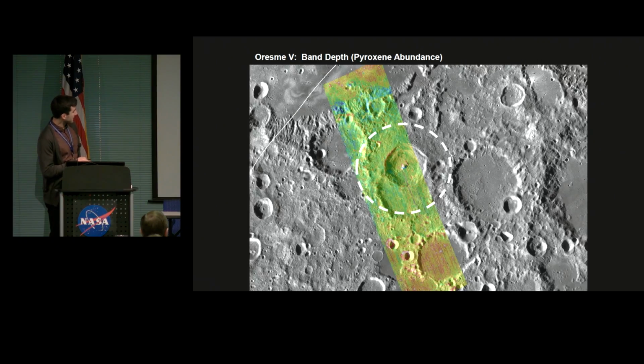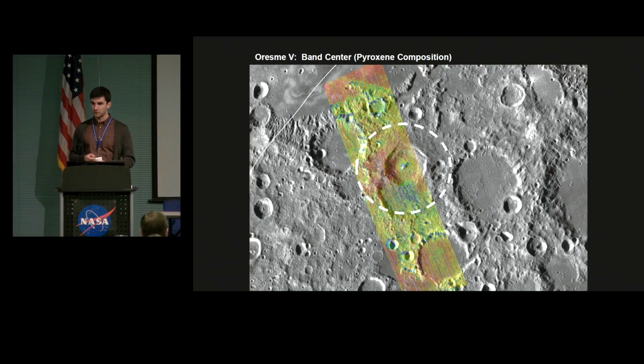However, when we look at the absorption band center, this is related to pyroxene composition. There's something really unusual going on in this crater. So you'll see that you have these bright red pixels on the western crater wall. These are indicating a very basaltic type composition. So this is really unusual.